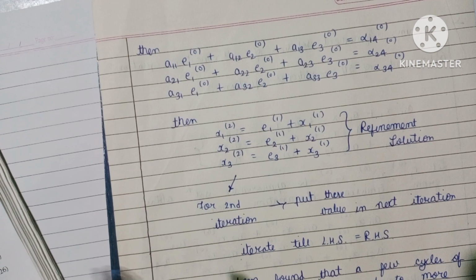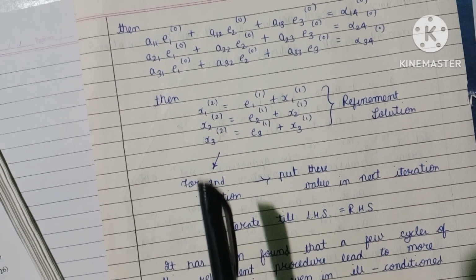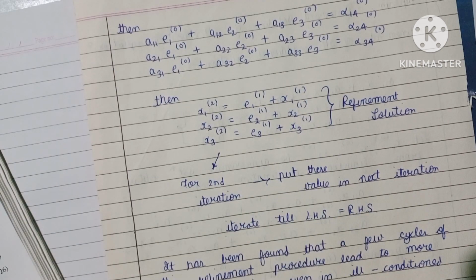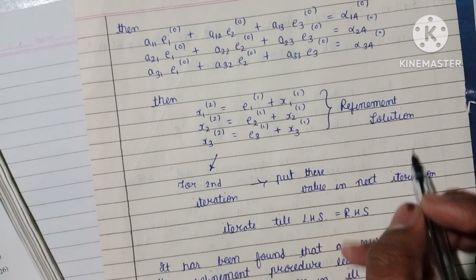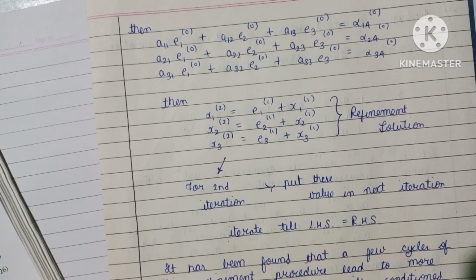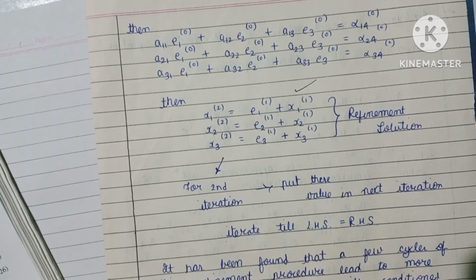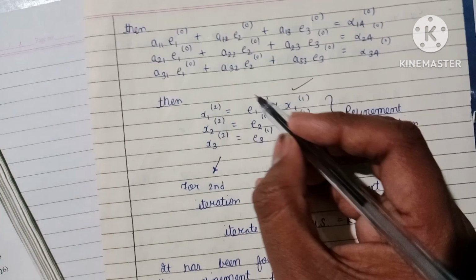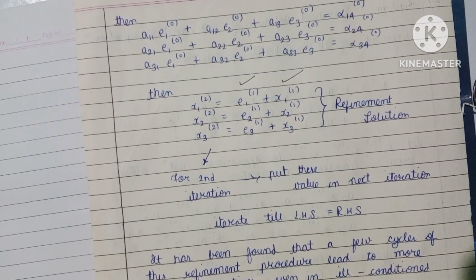Then similarly for the other two equations, x1 of 2 equal to e1 of 1 plus x1 of 1, x2 of 2 equal to e2 of 1 plus x2 of 1, and x3 of 2 equal to e3 of 1 plus x3 of 1. This is the refinement solution that we add on the ill condition equation to get the correct answer. So x1 of 2 is just the sum of the previous value we get from solving the iterative matrix, and e1 of 1 is the error. Now x1 of 2, x2 of 2 and x3 of 2 is the refinement solution of the ill condition equation obtained by the Gaussian elimination method.